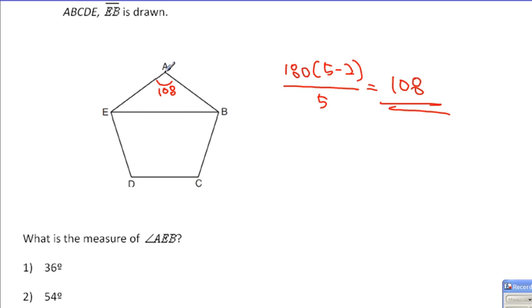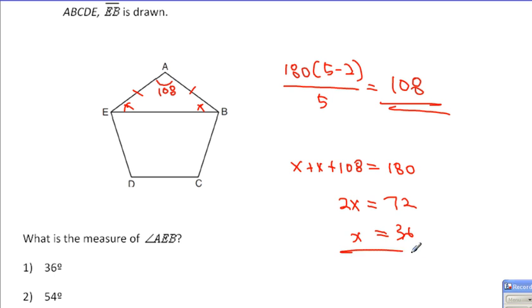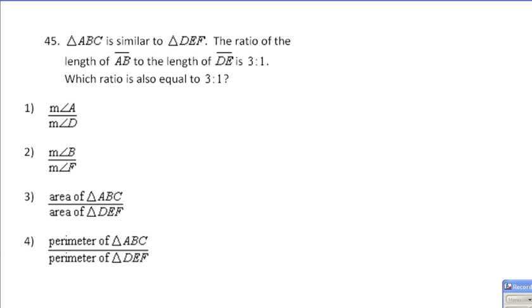How do you find the angle AEB? Since this is an isosceles triangle, if I call this one x, then this must also be x. So here we have x plus x plus 108 is equal to 180. Then you will realize that 2x must be equal to 72. Then x must be equal to 36. So that becomes choice number 1.